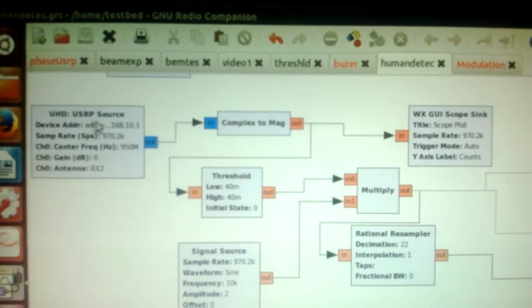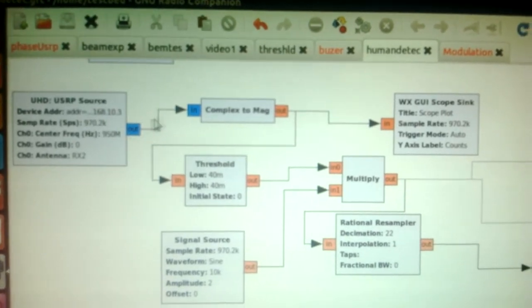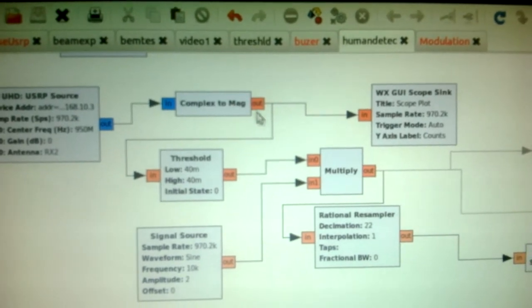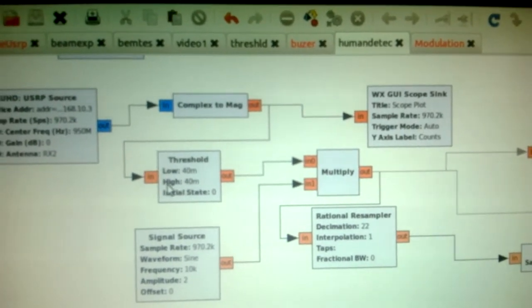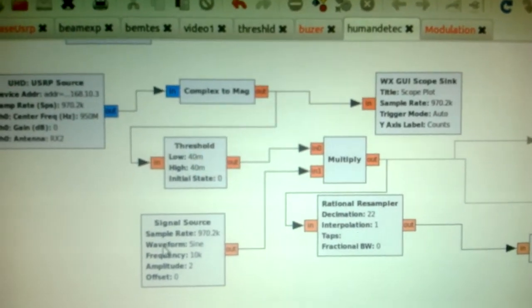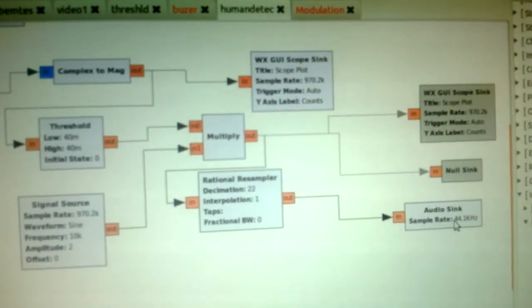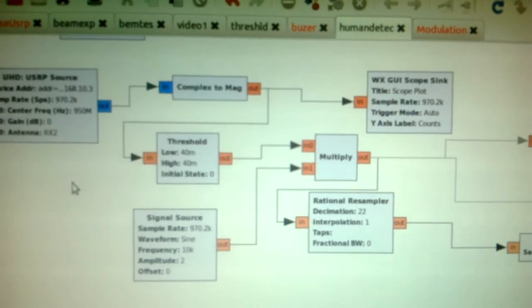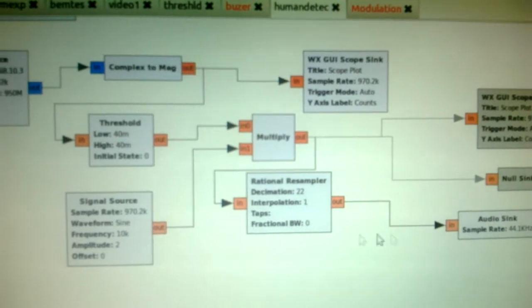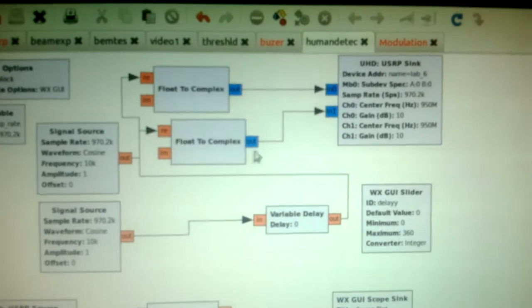So basically the USRP source block is used for the USRP receiver. We are taking the magnitude and it is passing through a threshold. Whenever the amplitude of the received signal is greater than the threshold, we allow one signal, that is a sine wave, to pass to the audio sink. It means whenever the amplitude of the received signal is greater than the threshold, you can hear one buzzer sound of frequency 10 kilohertz. So let me run the experiment.